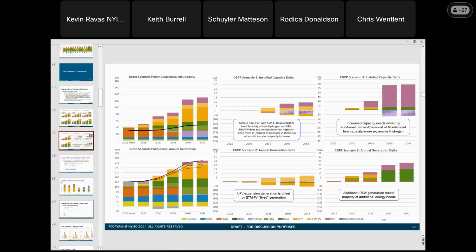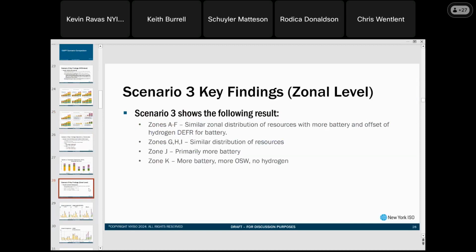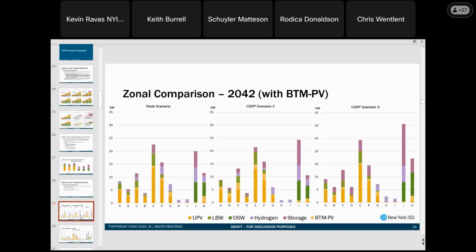All right, so getting back into the slides here, I'm going to go to the zonal level. On the zonal level, we're seeing a similar zonal distribution in zones A through F, so those upstate zones, but there's an offset of hydrogen for battery. In G, H and I, you've got a similar distribution. In zone J, you're getting primarily more battery, and in zone K, we got more battery, more offshore wind, and then the hydrogen goes away because it becomes more expensive as it changes to the fuel cell option here. So this is now putting all three scenarios zonally together.